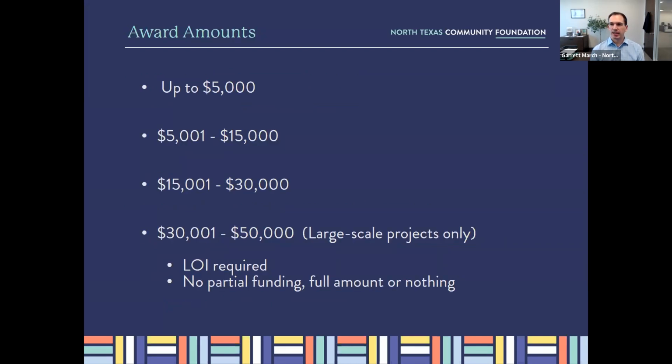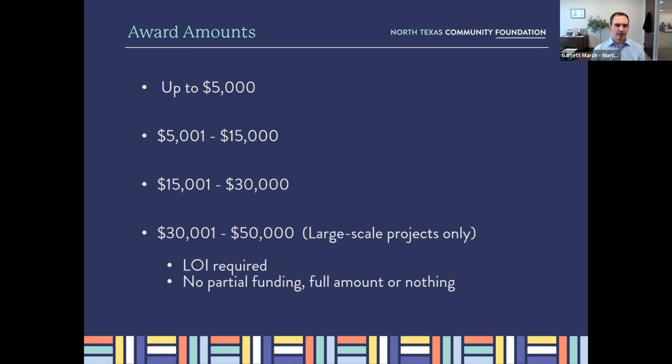We have 4 different categories that you can apply for funding in. One is the 0 to 5,000, 5,000 to 15, 15 to 30, and then 30 to 50. Those are large scale projects only. A letter of intent is required for those 30 to 50,000. We'll talk more about that in a second.